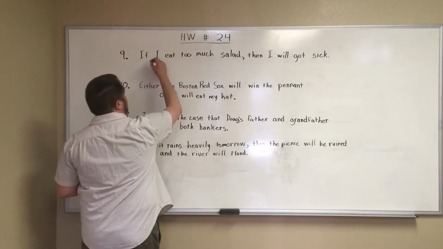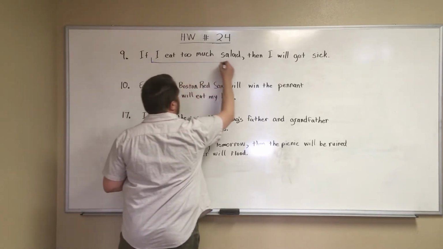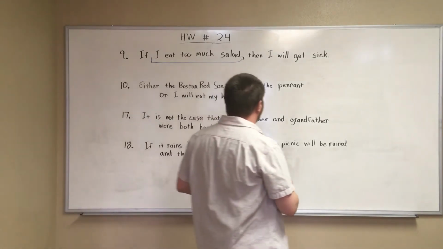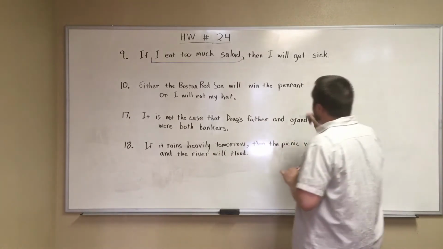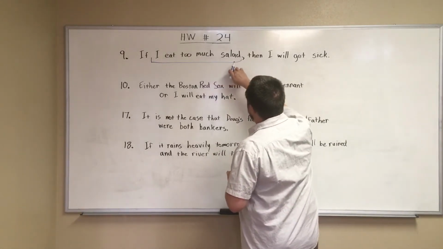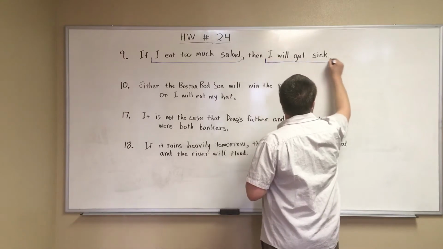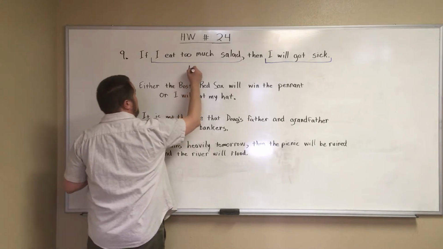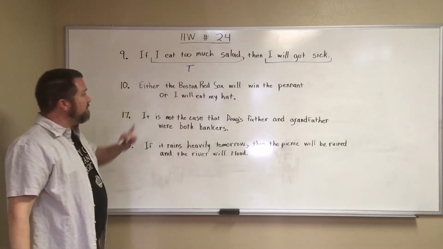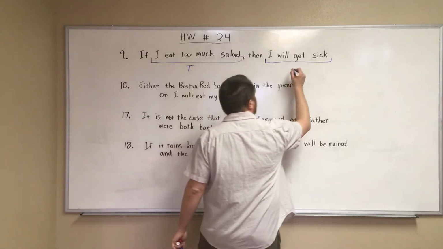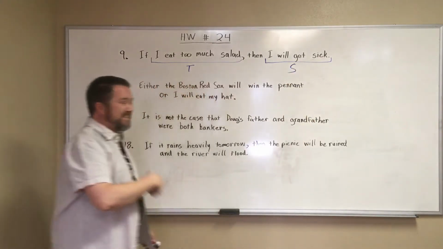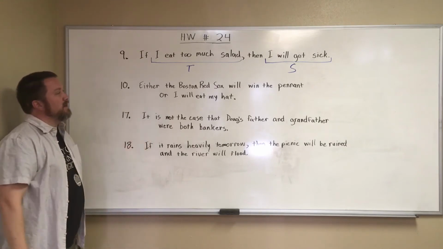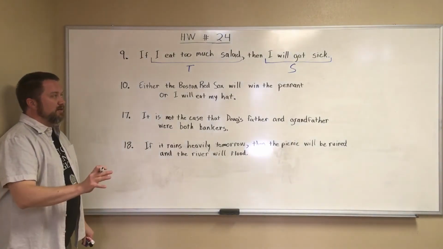So we have the first statement, if I eat too much salad, then I will get sick. We have two simple propositions within that compound proposition. I eat too much salad, I will get sick. So let's represent this with one capital letter, T for too much salad, S for I will get sick. So those are the two simple propositions, and we have to combine them using our logical operators.